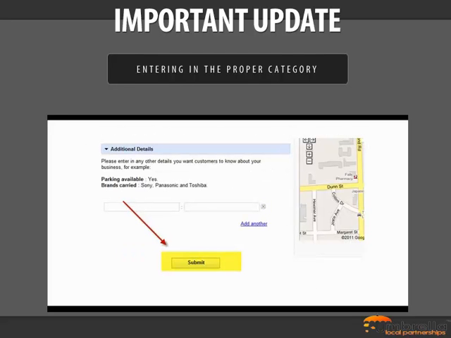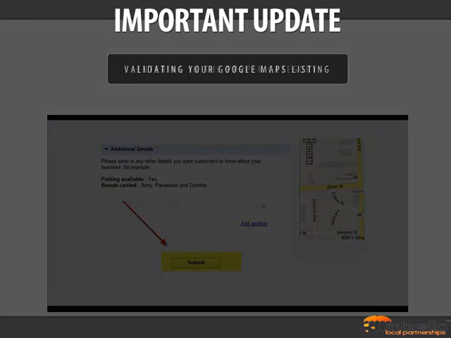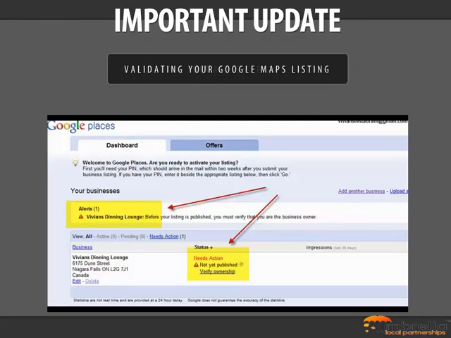Okay, so once you have your category and your business details, simply click on Submit. Before the listing is published, you must verify that you are the business owner. As you can see at the bottom right, it needs action. Not yet published. We need to verify ownership.